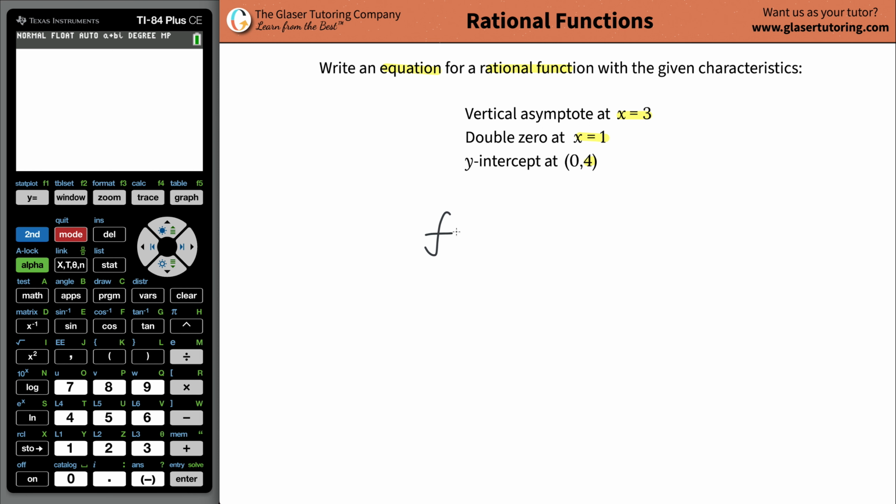So remember, a rational function is simply some function where you have a polynomial in the numerator, some function of x, and then some different function of x in the denominator. Okay, you have a numerator and a denominator.